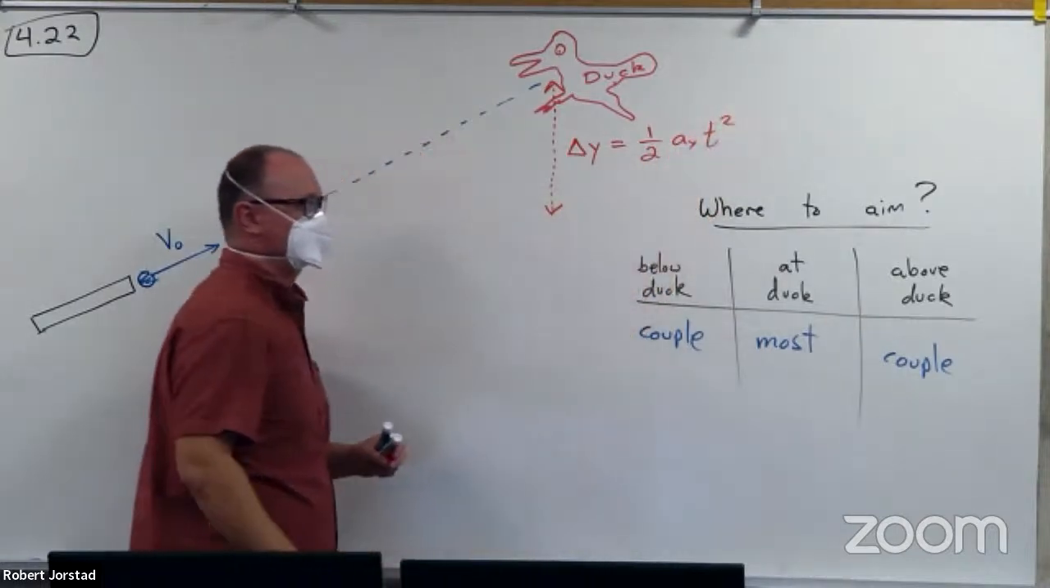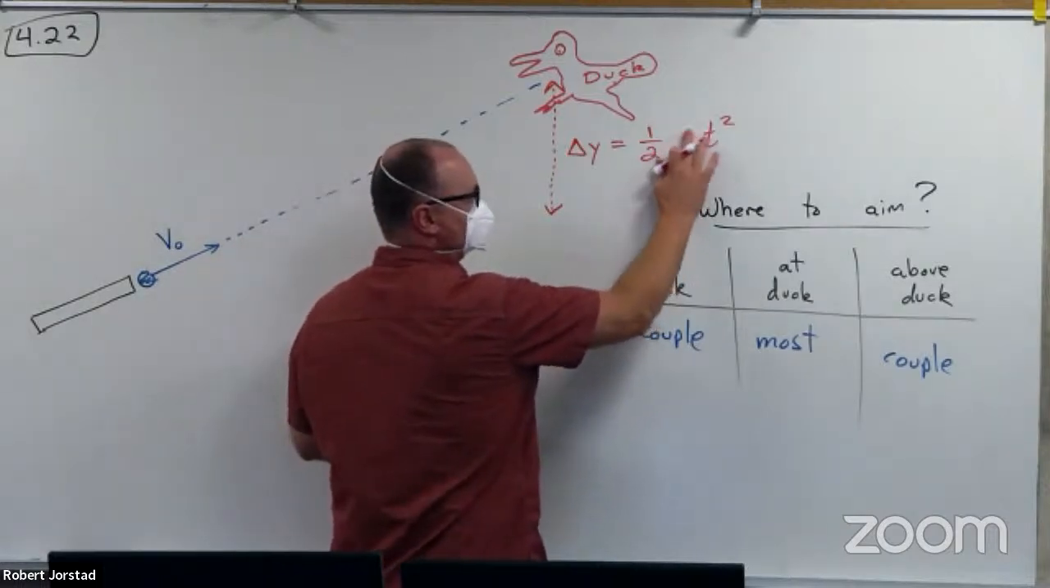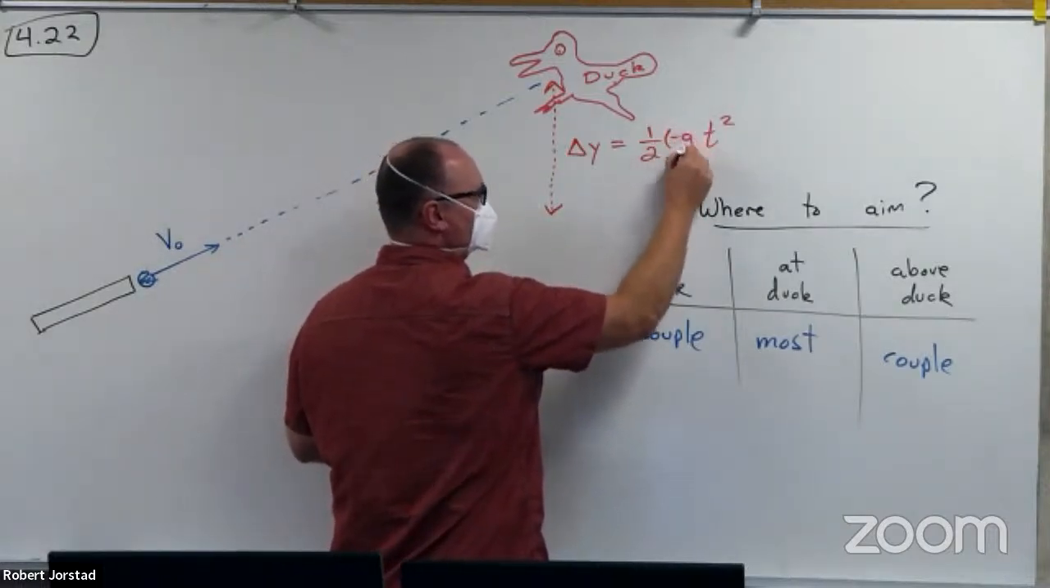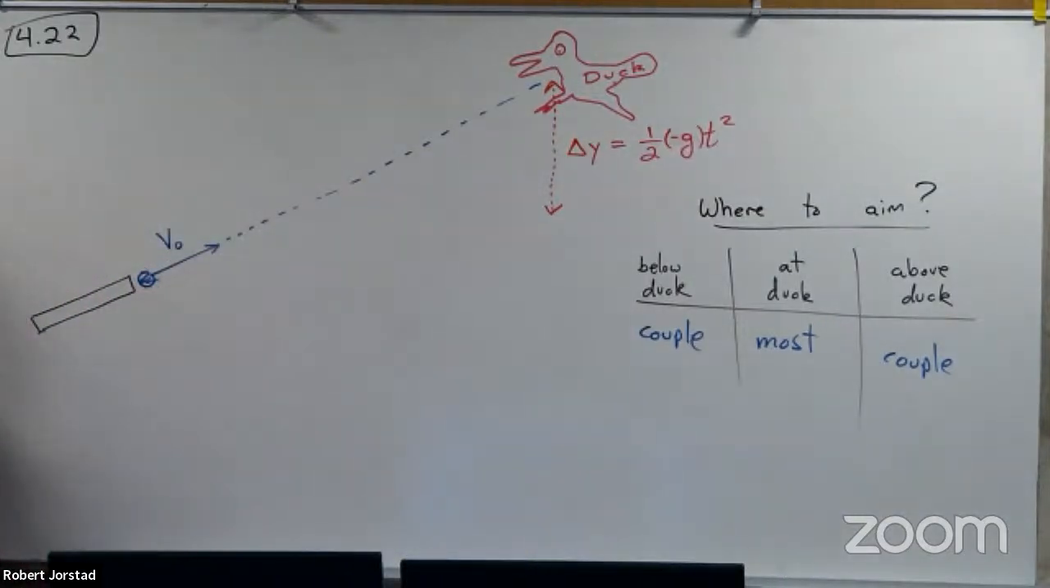Right? But what's a sub y? What is it? Negative g. Negative g. Excellent. You remember the negative. Okay. Now, let's think about this one, the bullet.